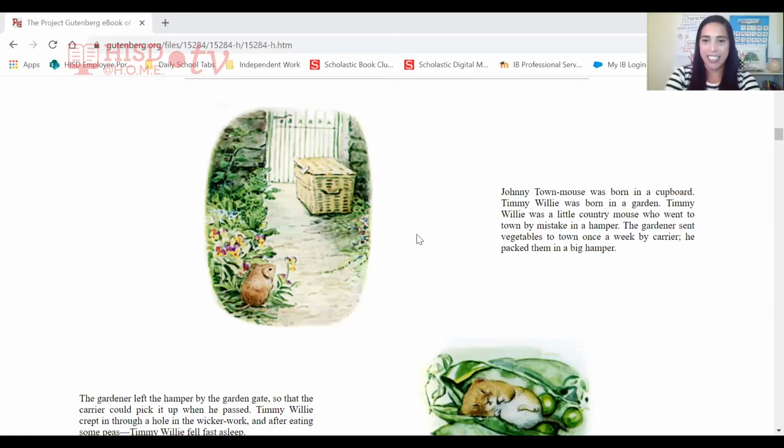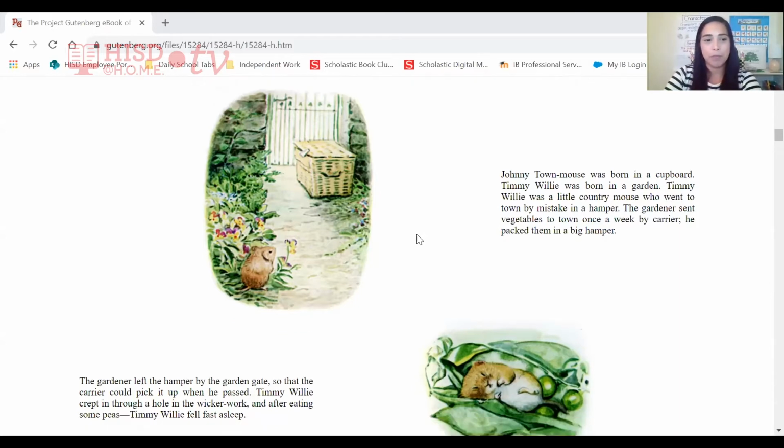Johnny Town Mouse was born in a cupboard. Timmy Willy was born in a garden. Timmy Willy was a little country mouse who went to town by mistake in a hamper. The gardener sent vegetables to town once a week by carrier. He packed them in a big hamper.